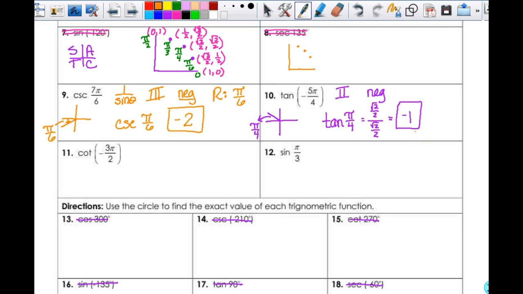But if you did the sine of 7 pi sixths on your unit circle, it would be -1/2, and then we just took the reciprocal. But you're not always going to have that unit circle to refer to. So as you're doing these, if all you're doing is looking at your unit circle and pulling numbers off, you're not practicing, and then it's not going to make sense.